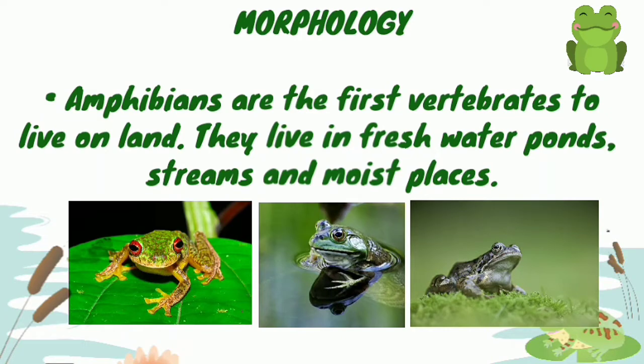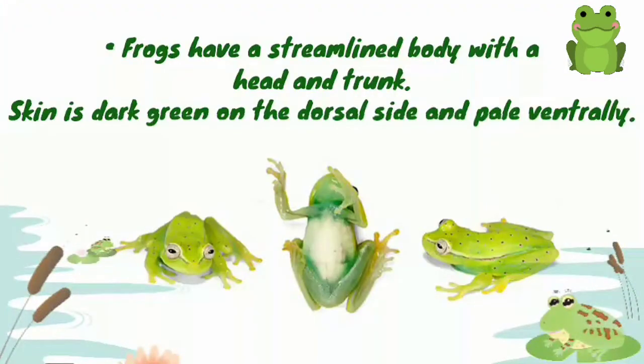Morphology: amphibians are the first vertebrates to live on land. They live in freshwater ponds, streams, and moist places. Frogs have a streamlined body with a head and trunk. Skin is dark green on the dorsal side and pale ventrally.